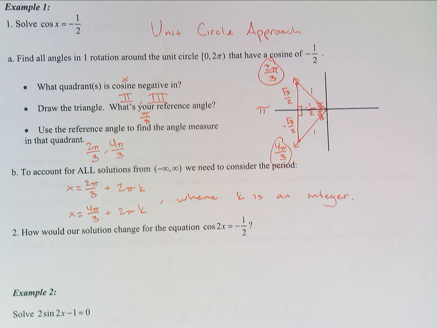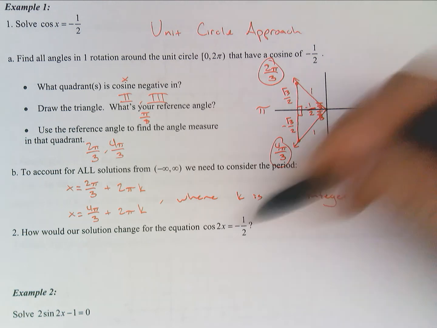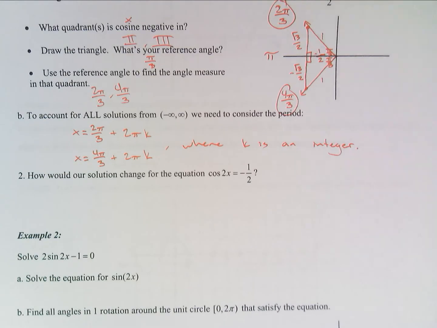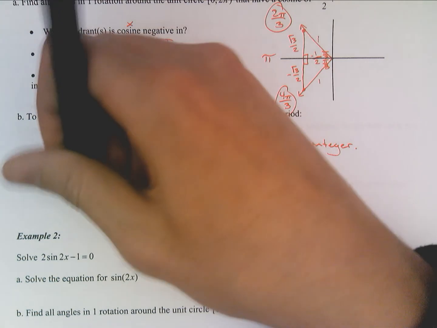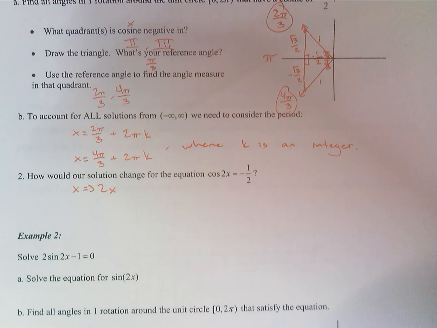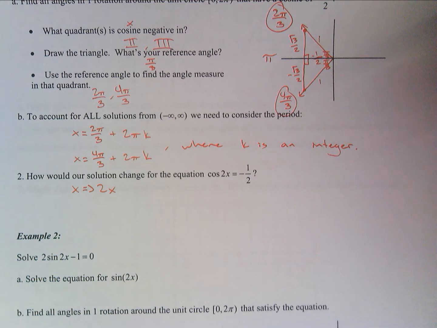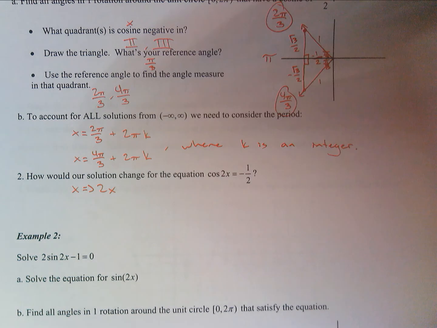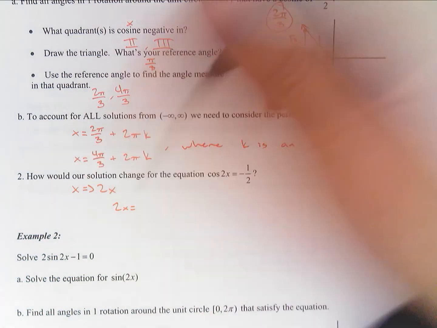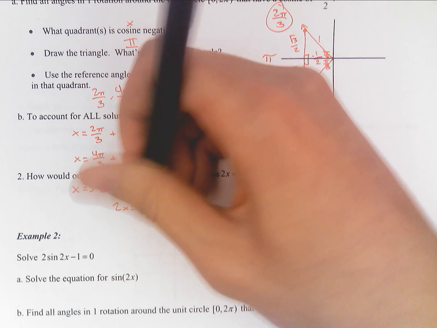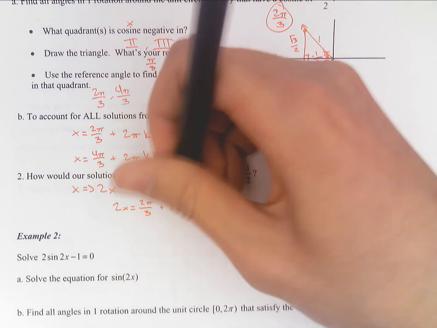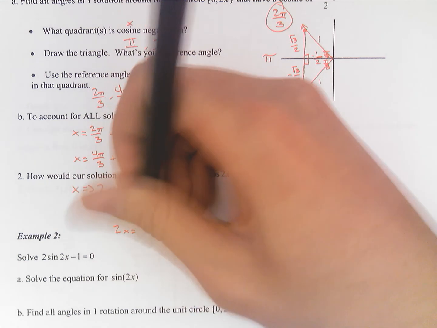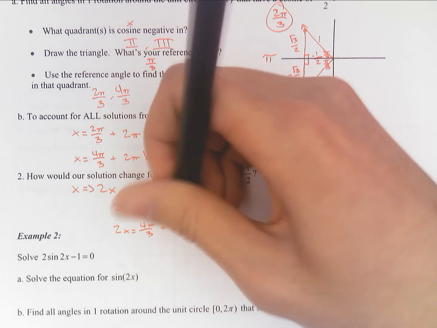So how would our solution change if our equation was cosine of 2x equals negative 1/2? Well, what's changed here? We've taken our x and we've changed it to 2x. So then instead of our solutions being x equals 2 pi thirds plus 2 pi k, we have 2x equals 2 pi thirds plus 2 pi k, and 2x equals 4 pi thirds plus 2 pi k.